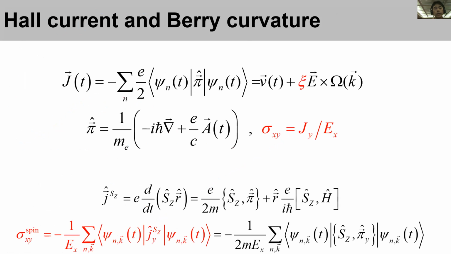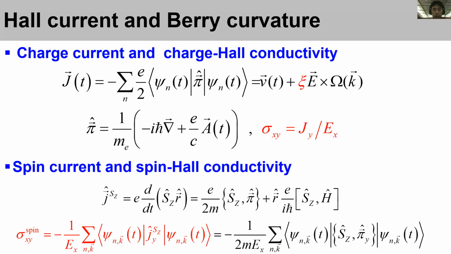And as I showed you two pages before, this Berry curvature will be reflected in the anomalous velocity. By calculating the velocity expectation, we can derive the Berry curvature, and by calculating the velocity or the current, we can derive the Hall conductivity. When the y direction current is generated in response to the x direction bias, the coefficient is called the Hall conductivity. In the same way, we can calculate the spin conductivity. I will show you an example later.